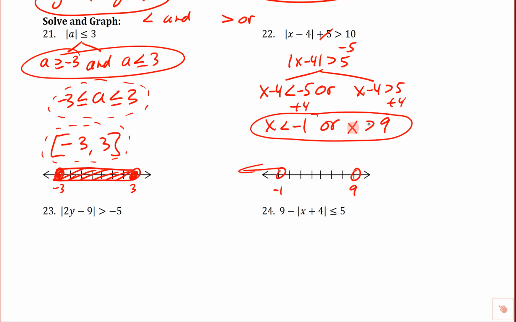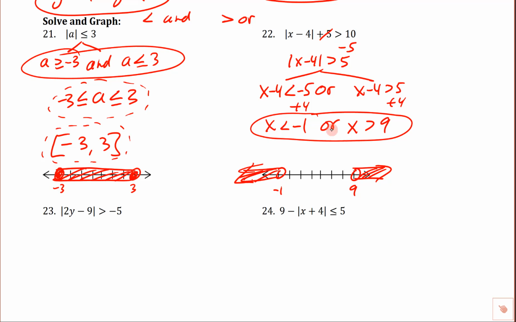but the answers would be greater than that, so that would be this direction. And the word is or. Remember, or means one or the other or both. So any type of shading is okay, so we're going to make it look like this. And there we go. So there's the inequality part of the answer. There is the graph of the answer.